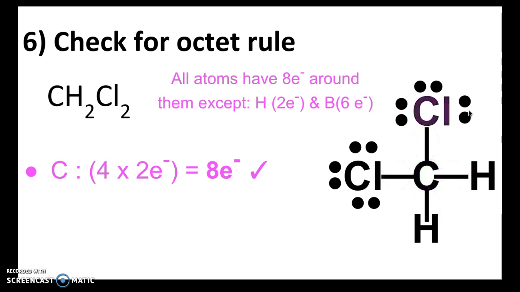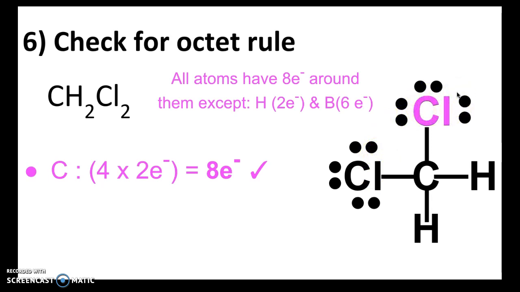Let's move on to the chlorine now. There are 2 chlorine atoms. I'm only going to do one of them because these chlorine atoms look exactly alike. Each chlorine atom has 1 bond attached to it and 3 lone pairs. So once you check one chlorine, you've checked the other since they are exactly the same.